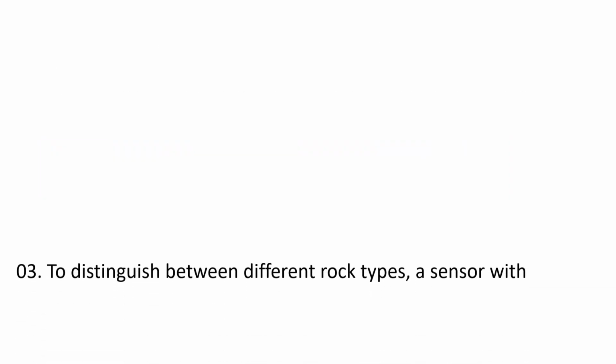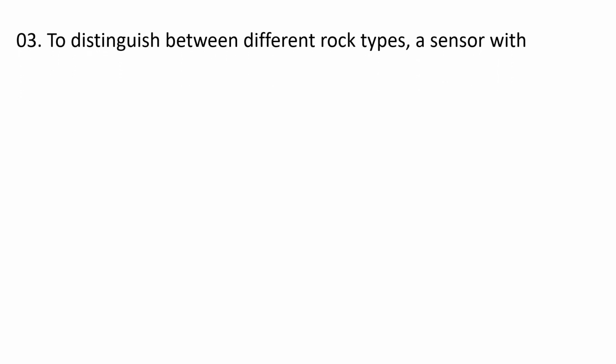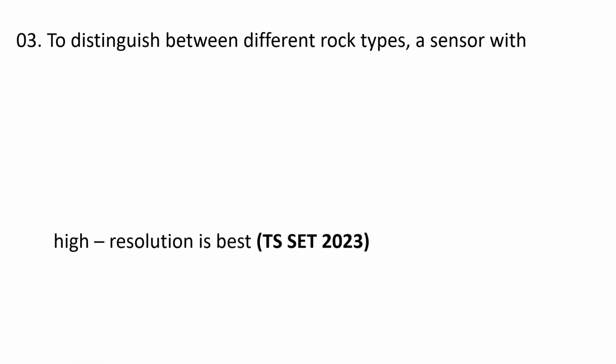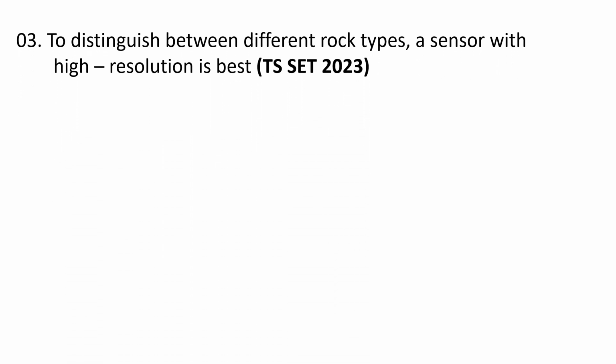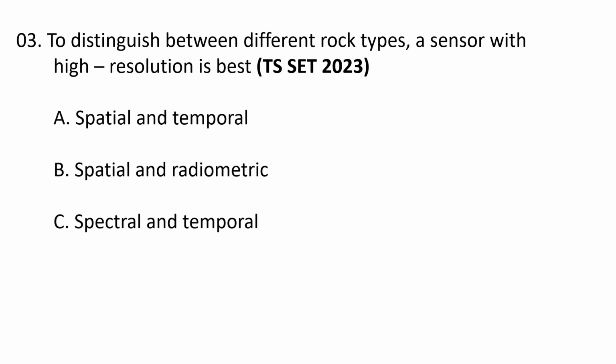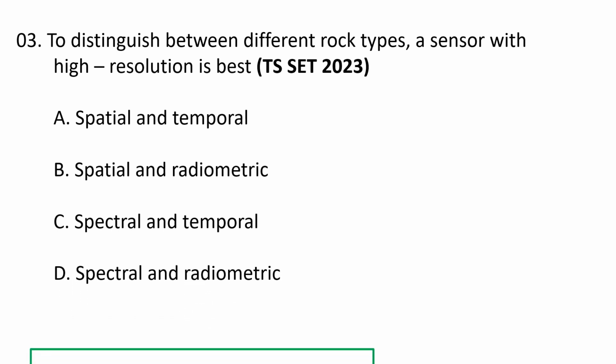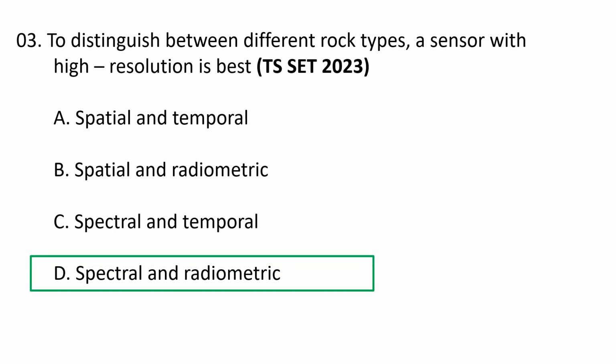Next question. To distinguish between different rock types, a sensor with high resolution is best. A. Spatial and temporal, B. Spatial and radiometric, C. Spectral and temporal, D. Spectral and radiometric. So the correct option is spectral and radiometric.